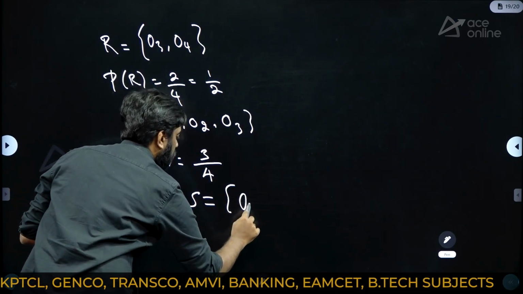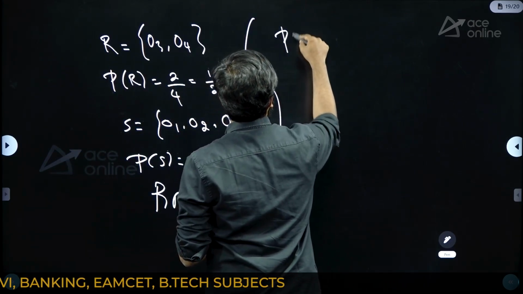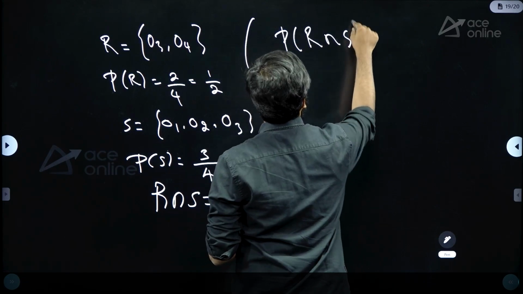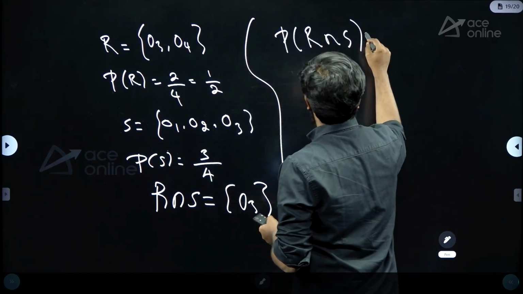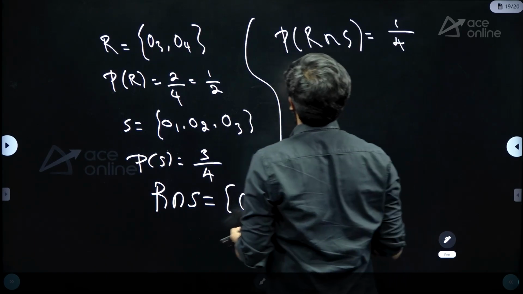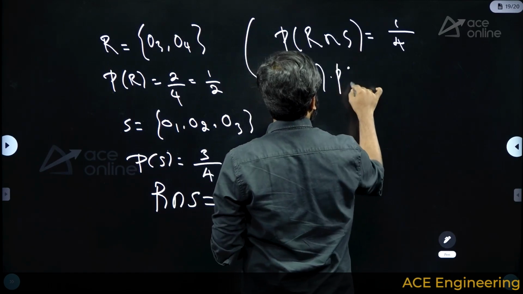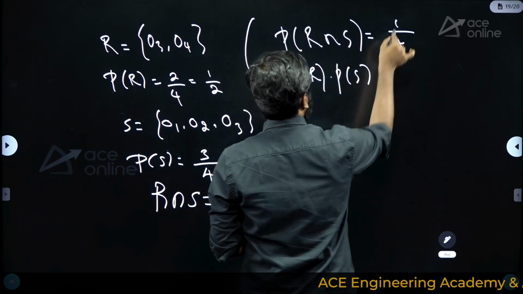O3. So students, what is the probability of R intersection S? How many points are there here? Only 1 divided by 4. Now in the same way, what is the probability of R into the probability of S? If you take their product, it must be equal to 1 by 4.